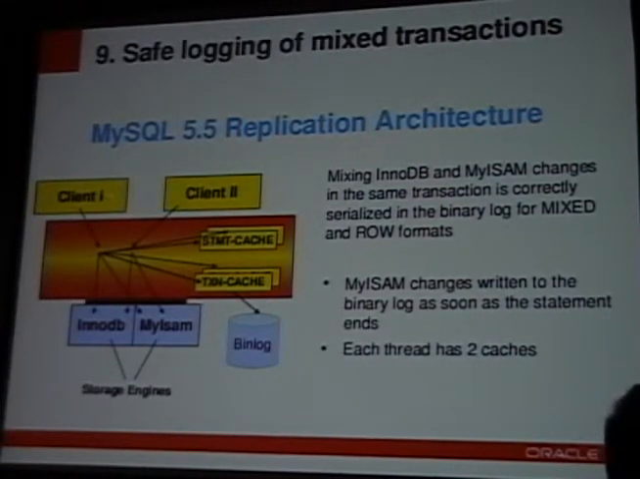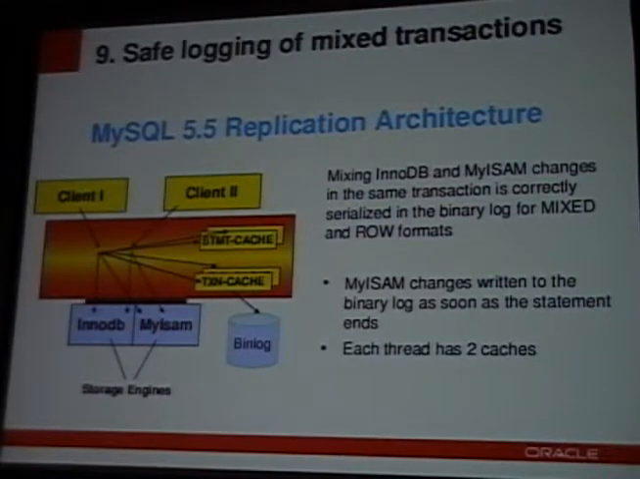So what we introduced is two caches. We have one statement cache and one transaction cache. We cache InnoDB changes and MyISAM changes in different caches, and we flush them to the bin log so that it will always be exactly the correct behavior. So if you're using the older version, stay away from using MyISAM and InnoDB in the same transaction. If you use 5.5, you can use them in the same transaction.